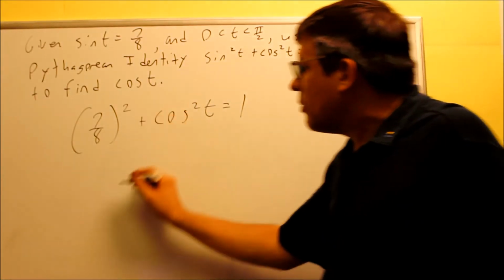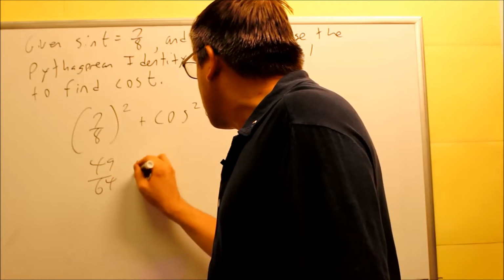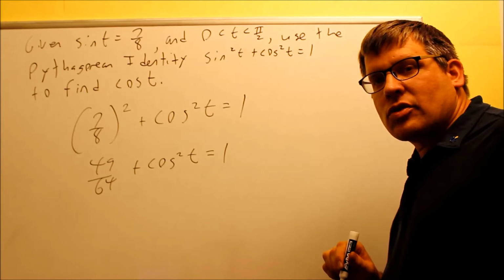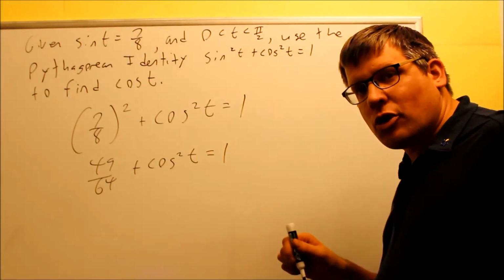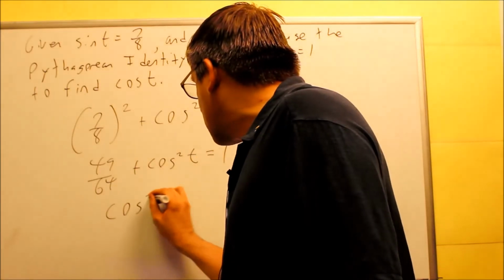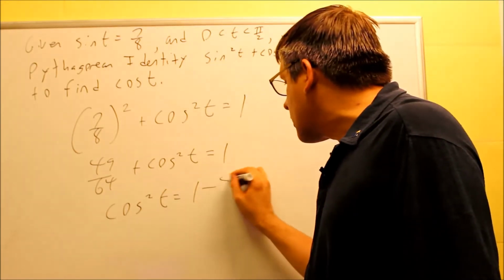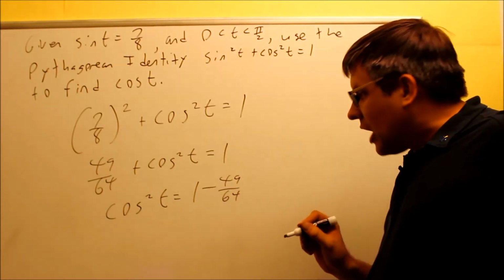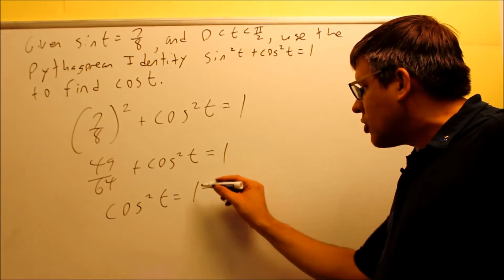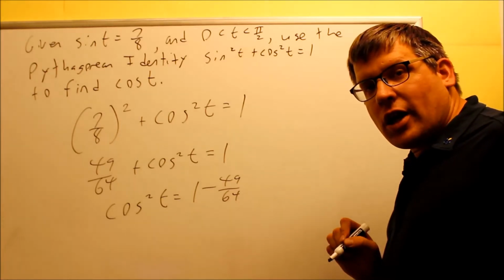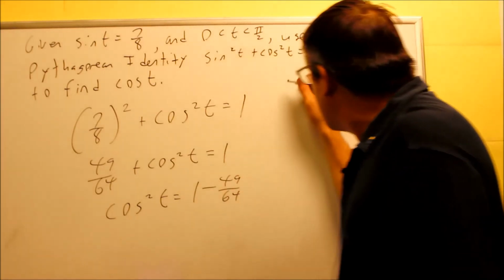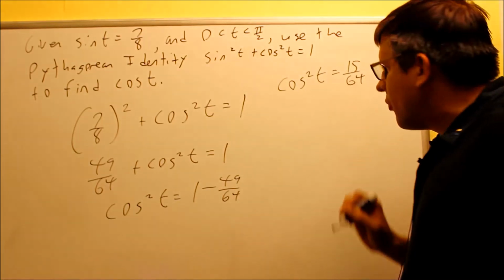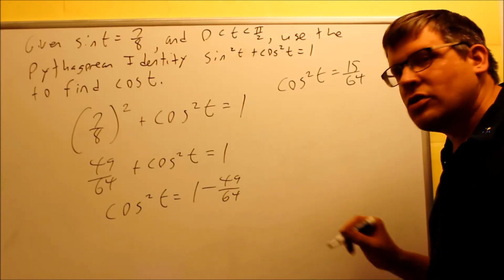Alright, now we're going to square the top and bottom. 49 over 64 plus cosine squared t equals 1. We're going to subtract 49 over 64 from both sides. We want to get cosine squared by itself. So I have cosine squared t is going to equal 1 minus 49 over 64. If you subtract that with common denominators, you would do 64 over 64. So really you have 64 minus 49. That's going to give you cosine squared t. I'll write that up here. Cosine squared t is going to equal 15 over 64. So that would be 1 minus 49 over 64.